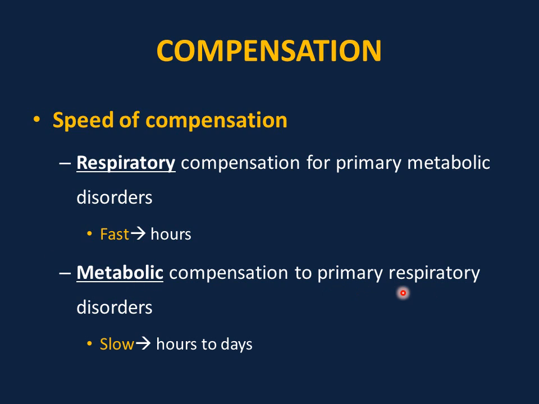like, for example, if you have a patient with respiratory acidosis, the compensation should be secondary metabolic alkalosis or elevation of the bicarb. So this takes time. It takes hours to days. So a change in the PCO2 is fast. The change in the bicarb as a compensation is slow.